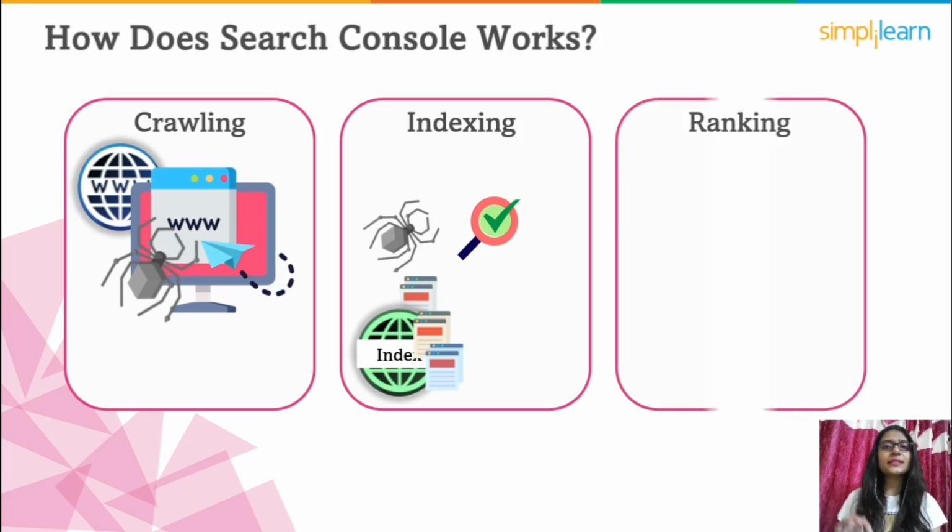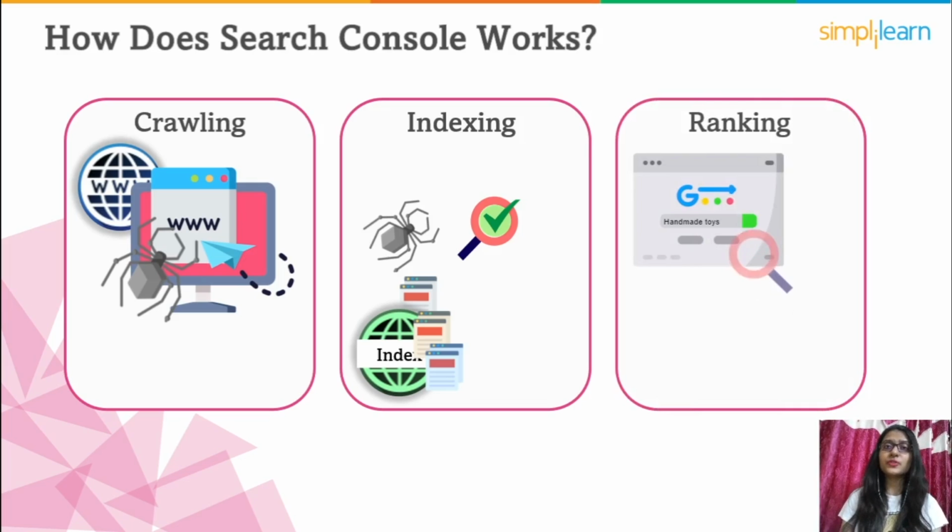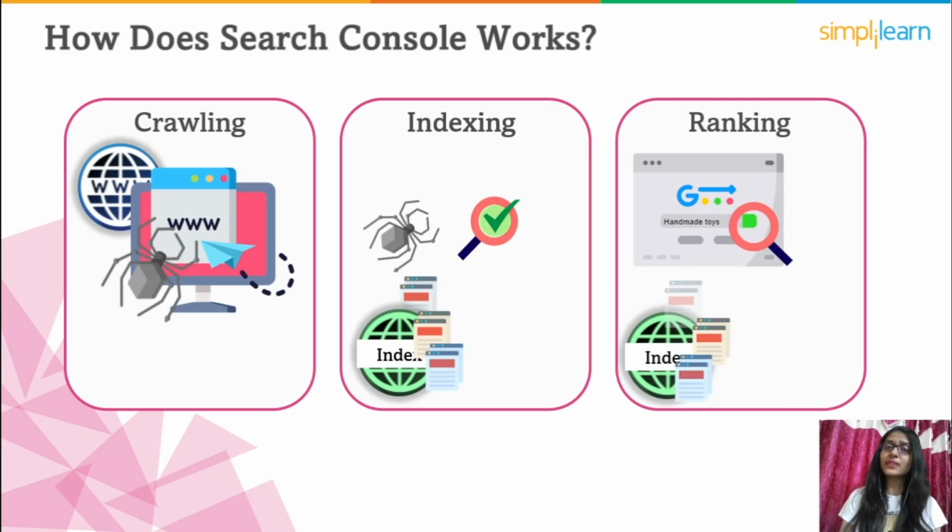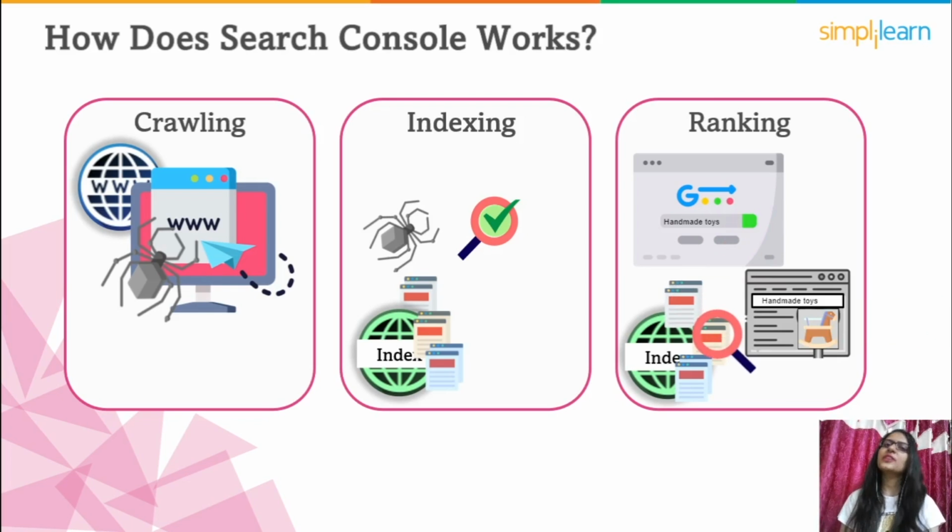When a user enters a search query, the most relevant results are taken from the index and displayed in the form of most relevant to least relevant in the search result pages. This process is known as ranking.